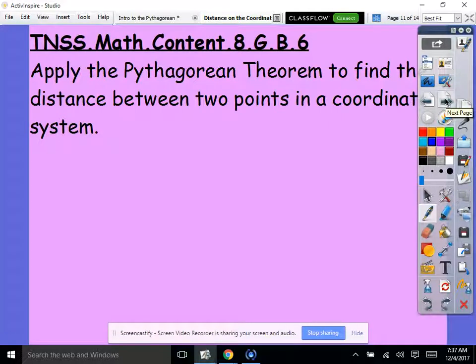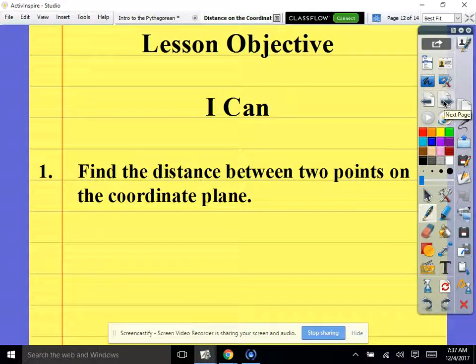So our Tennessee State Standard was to apply the Pythagorean theorem to find the distance between 2 points in a coordinate system. And your lesson objective was to find the distance between 2 points on the coordinate plane.